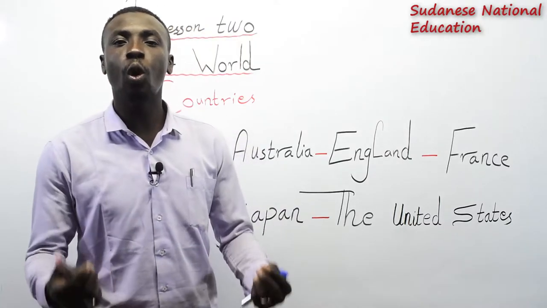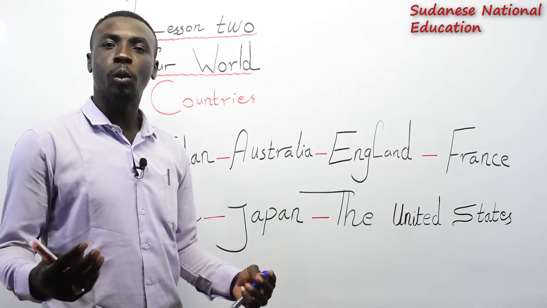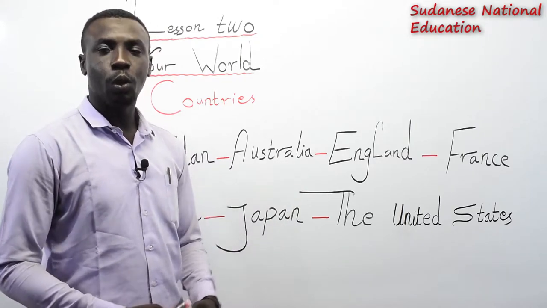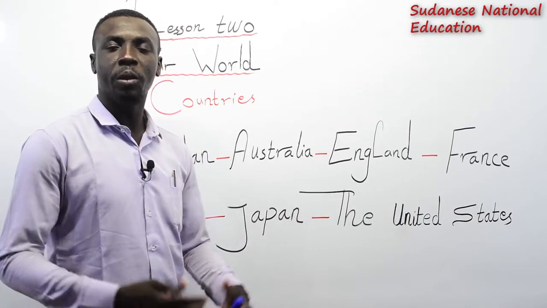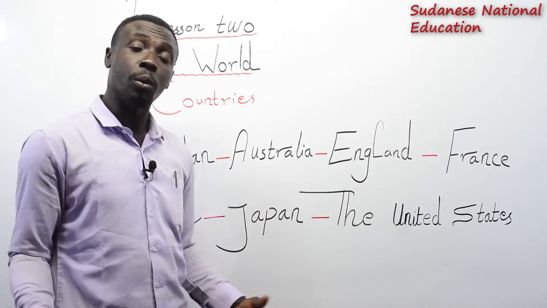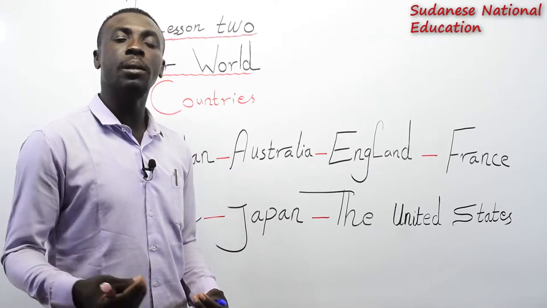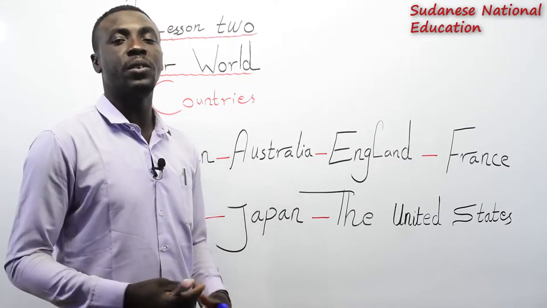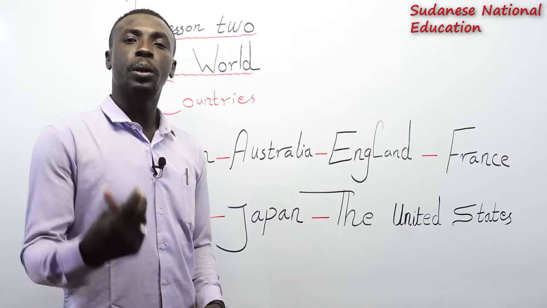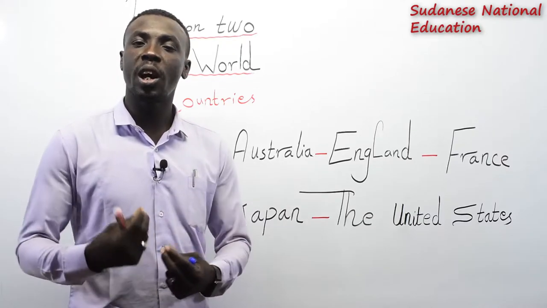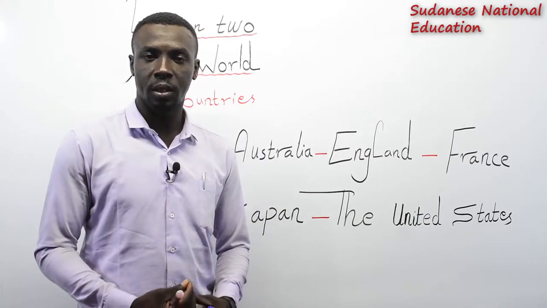So we call these countries where people belong to. So there are many countries in the world. You may find people from other countries, not from these, but these are examples of some countries. So we are going to see a conversation between two people, asking each other where they come from. Let us see.